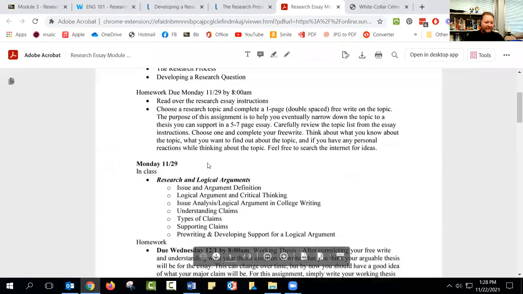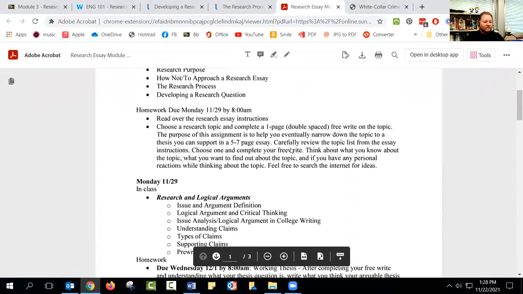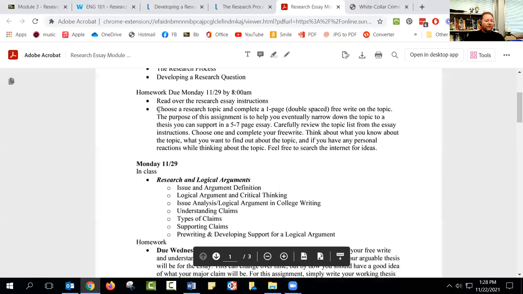So for next time, all you have to do is read over the instructions, choose a topic or try to narrow down your topic, and then complete a 1-page double-spaced free writing, right? There really is no limit to this. It's not a formal structure. It's really a free writing. So use this opportunity to just generate ideas, to get thoughts out of your head on the page, to kind of get you in the right mind frame to really begin researching and investigating whatever topic it is that you're choosing, all right?